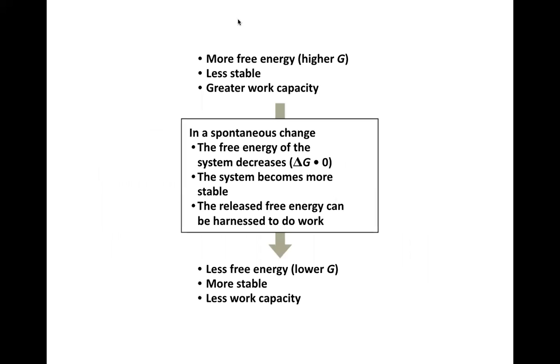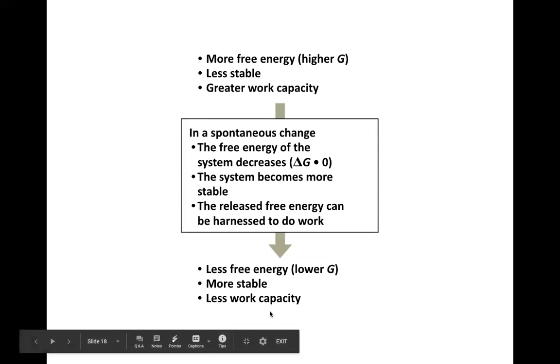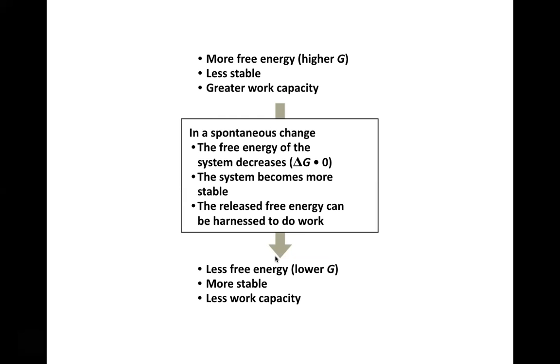So if you start with a lot of free energy, that system is not very stable, right? It's less stable, but it has great work capacity. It has the capacity to do work. It has the capacity to move to a lower G state, which is a lot more stable, but it also has less work capacity. But in the process, free energy is released, and that free energy can be used to do work.